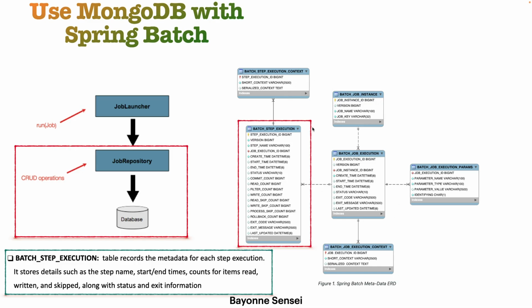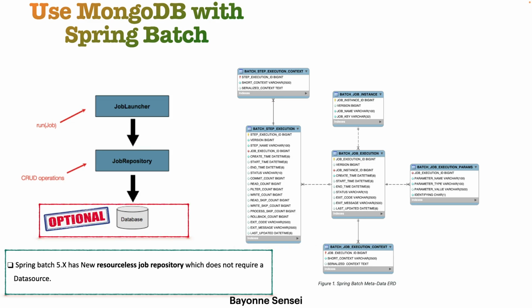Okay, so these are the metadata, or the schema, that you always need to understand, because it's very nice when you try to debug or to see how your job is working.